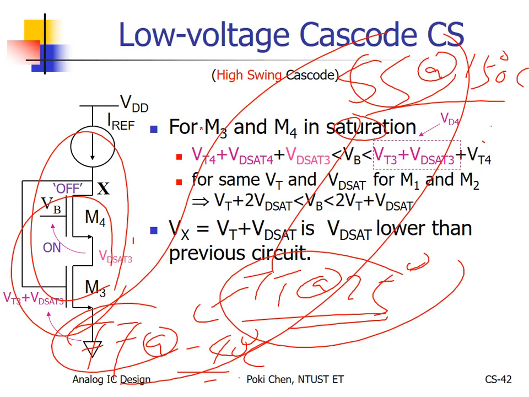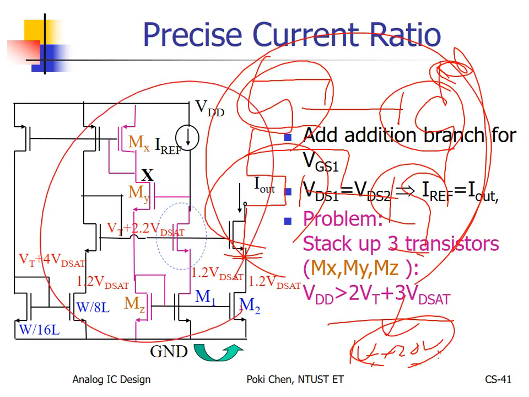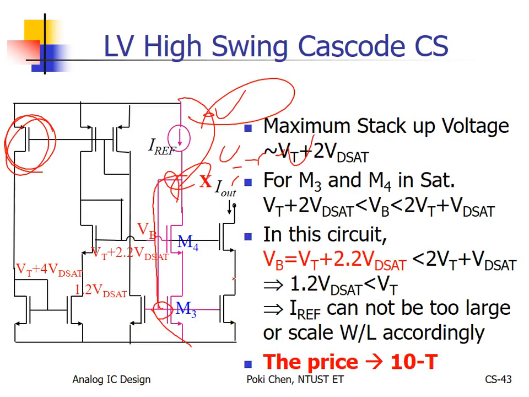And how about the original one? Oh, see, 2 VT and 3 delta V. Right now, we reduce it with the help of low voltage cascoding. We reduce it from 2 VT plus 3 delta V to 1 VT plus 2 delta V. Excellent. The supply voltage can be much higher than this through the help of the low voltage or high swing cascode. But what is the price?